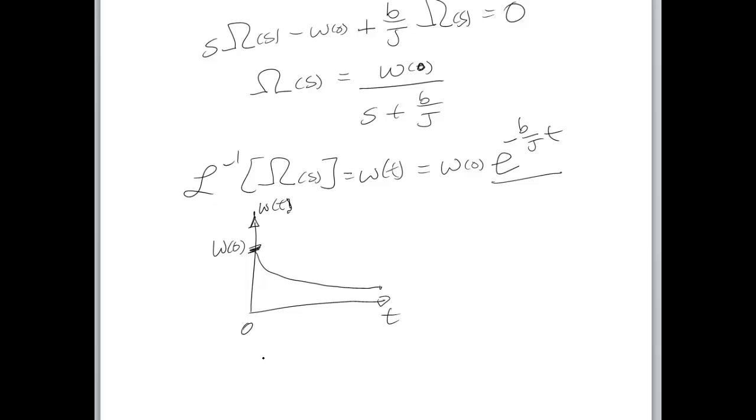You may remember from some of your other classes the idea of a time constant. In this case, our time constant is going to be j divided by b, which gives us units of time. Really what a time constant means is that after one time constant, the angular velocity is going to have moved about 63 to 64% of the way from its initial velocity to its final velocity.